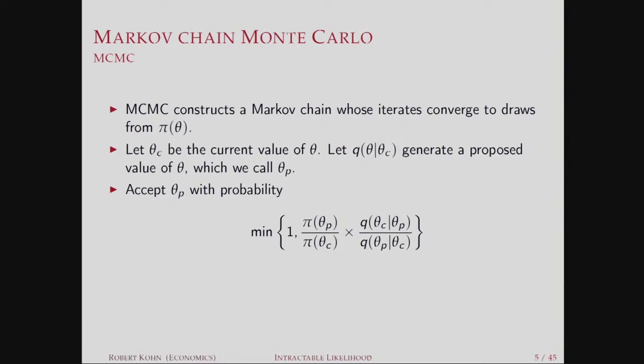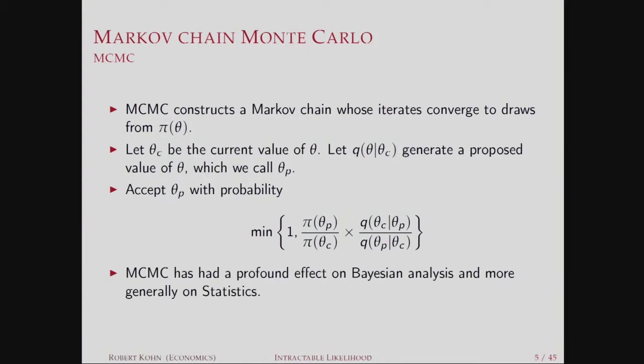Suppose we're currently at theta current, and we generate some proposal from Q(theta | theta current). Then we generate theta p from Q, and we accept theta p with this probability. That ensures that we eventually converge to the target, and this is the sort of magic formula that ensures that everything works. So even though we're using approximations, we're getting to the exact solution. MCMC has had a profound effect on Bayesian analysis and more generally on statistics.